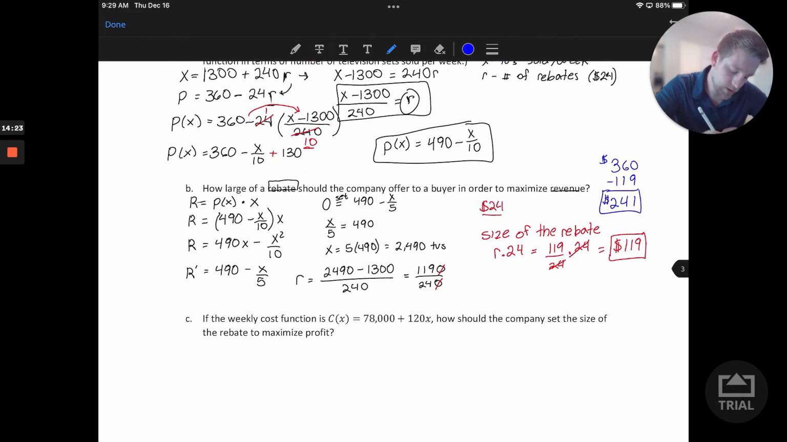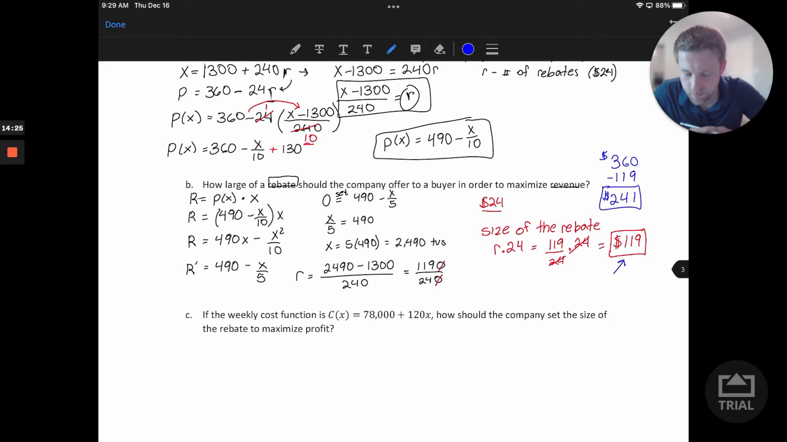So 119 would be the size of the rebate. That's the answer to this part B. We have one more part to consider here, and that goes to the idea of profit. So if the weekly cost function is the C of X function given, how should the company set the size of the rebate to maximize profit?